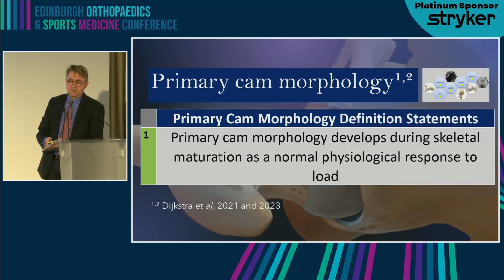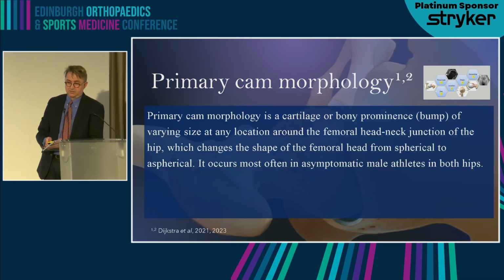So, distinguishing primary from secondary CAM morphology, primary CAM morphology develops during skeletal maturation as a normal physiological response to load. And I want to emphasize this, that it's a normal physiological response. We agreed on this. There was some tension in the room around the word normal. So I think more work is to be done around that specific word in this statement. But I think it's a good way, and I certainly use this when I communicate with my patients, that what you have in your hip is normal for you as a football player and or an ice hockey player.